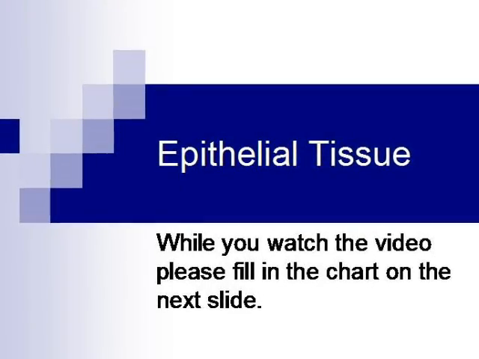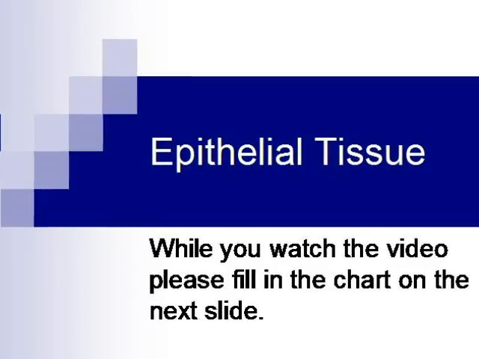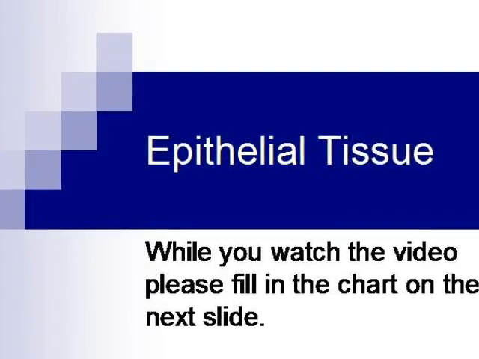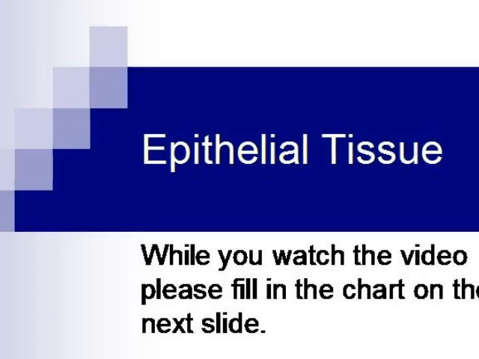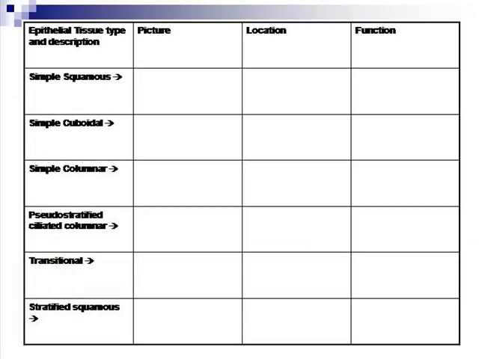This lesson will introduce you to the different types of epithelial tissue in the body. While you watch the video, please fill in the chart that you'll find on the next slide. As you watch the video, please write a description of each of the tissues, draw a picture that looks like the tissue, and then describe the location and function for each of the tissue types. Please pause the video if you need some additional time to copy the chart.